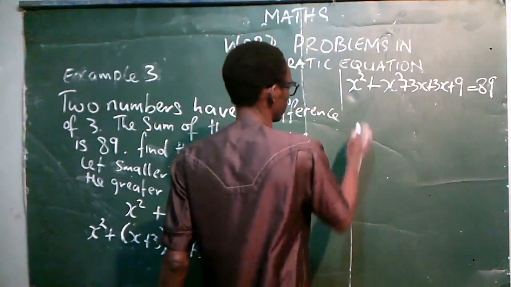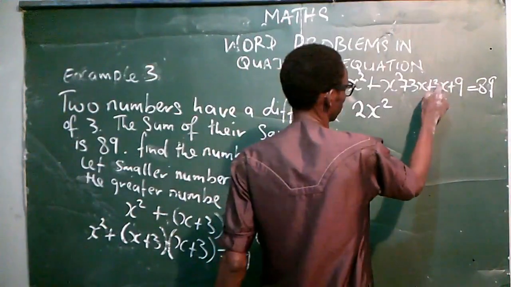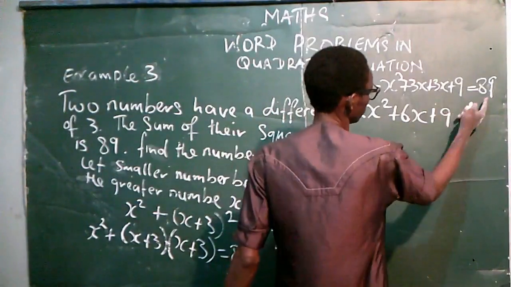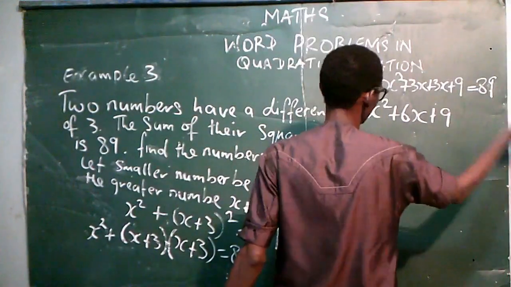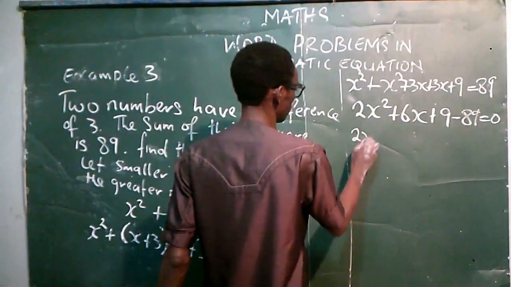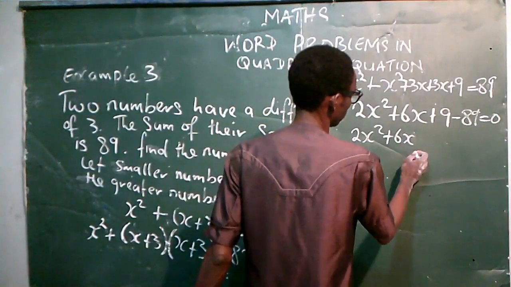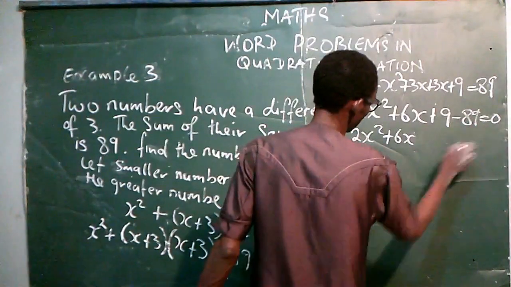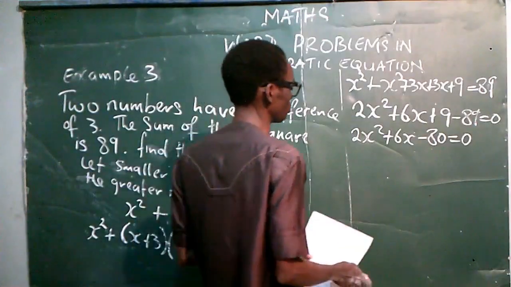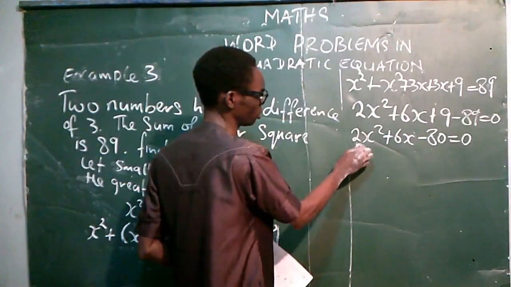x squared plus x squared will give me 2x squared. 3x plus 3x will give me plus 6x, plus 9. Taking 89 from the right hand side to the left hand side will give me minus 89, equal to 0. Now we have 2x squared plus 6x, 9 minus 89 will give me minus 80, equal to 0. So this is the quadratic equation.